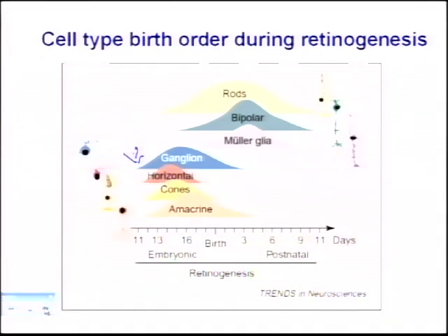And then you get waves of these other cell types. The first waves are really the horizontal cells, the cone cells, and the amacrine cells. And then it's followed by the rods, bipolar cells, and the last cells really are the Mueller glial cells. The glial cells are not neurons, but they derive from the neural retina, and they're the supporting cells of the retina. And the whole time of retinogenesis actually proceeds through birth, and the mature retina is finally built probably about a week or a week and a half after birth.